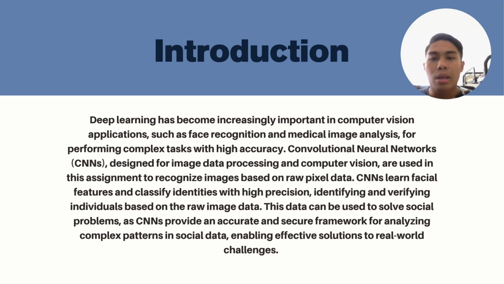So, deep learning has become increasingly important in computer vision applications such as face recognition and medical image analysis. It is used for performing complex tasks with high accuracy. Convolutional neural networks, or CNNs, designed for image data processing and computer vision, are used in this assignment to recognize images based on raw pixel data. CNNs learn facial features and classify identities with high precision, identifying and verifying individuals based on the raw image data. This can be used to solve social problems, as CNNs provide an accurate and secure framework for analyzing complex patterns in social data, enabling effective solutions to real-world challenges.